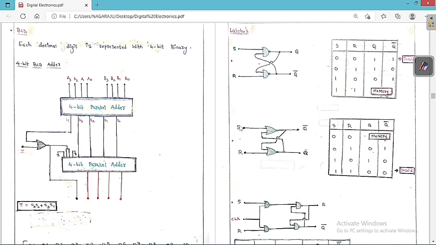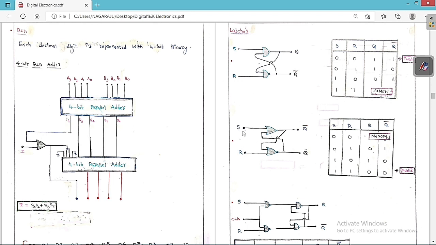Suppose I give 1 0. This is 1 and this is 0. I already told you if one of the inputs of a NOR gate is 1, irrespective of the other input, the output is equal to 0. So this is 1 0. S is equal to 1, no matter the other input, the output is equal to 0, so Q bar is equal to 0. So I have taken here 0 and 0, 0 plus 0 is 0, 0 bar is nothing but 1, so Q is equal to 1 and this is 0.